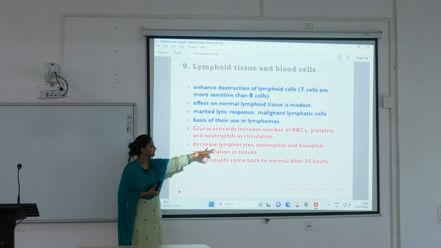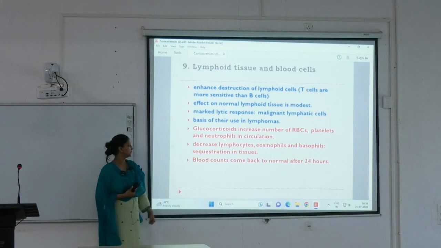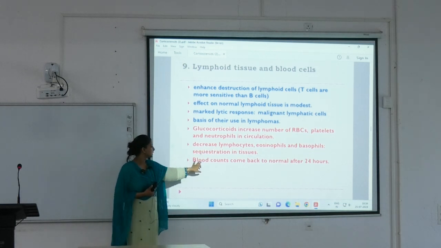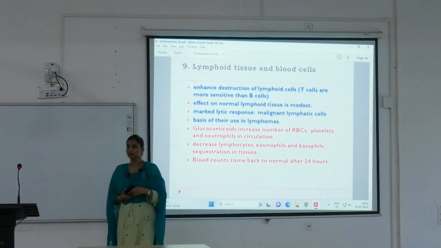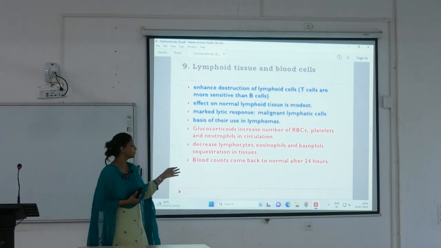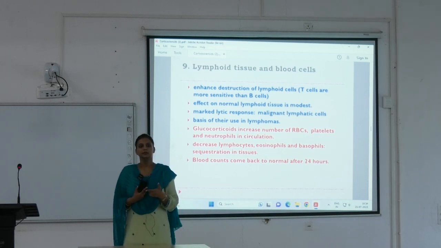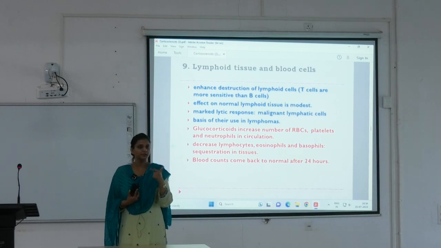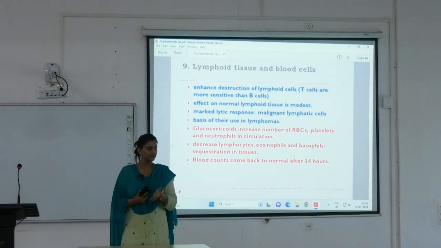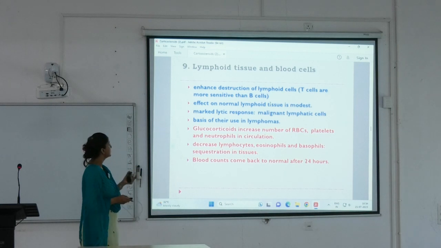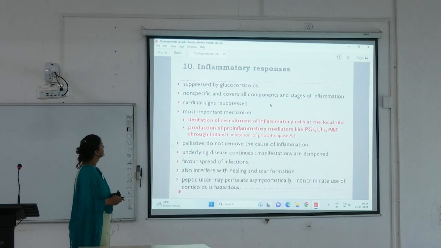It will decrease the lymphocytes, eosinophils and the basophils. They come back, blood levels or the blood counts, they come back to normal after 24 hours. ঠিক আছে, তাহলে কি করলো, লিম্ফয়েড সিস্টেম যেটা ছিল তাকে ডিক্রিজ করলো, RBC, neutrophils, platelets টাকে ইনক্রিজ করলো. This is the effect on the blood cells.